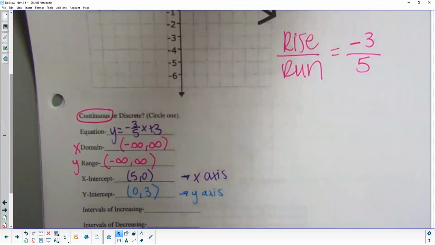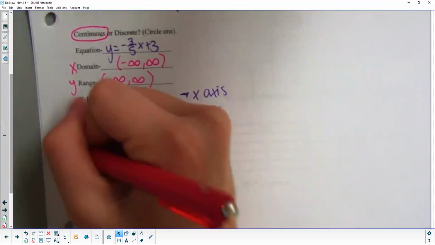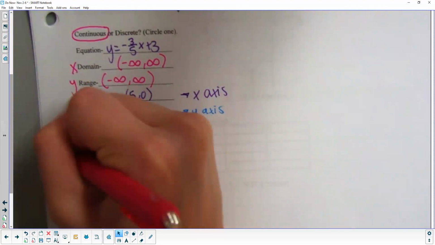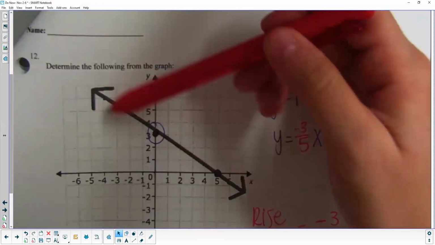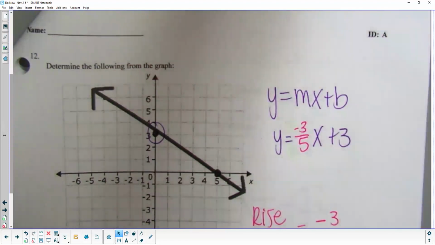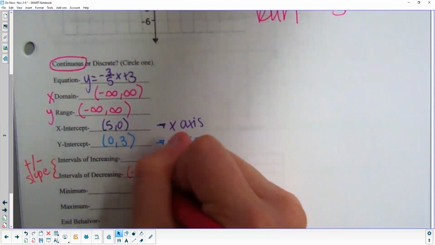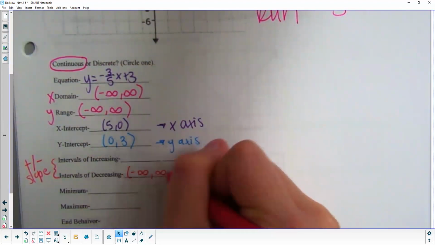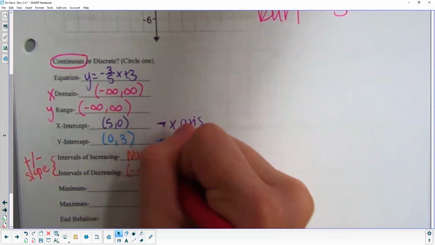The biggest thing when it comes to intervals of increasing and decreasing is you have to think about positive or negative slope. So here on my line, am I going to be increasing forever or decreasing forever? Because I'm going down from left to right, that means I'm going to be decreasing forever and ever. I can't be increasing here because I'm decreasing forever and ever.